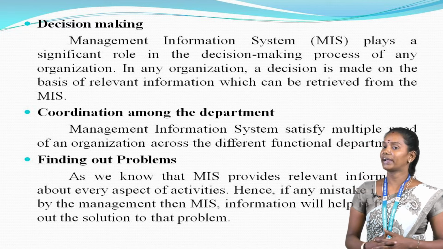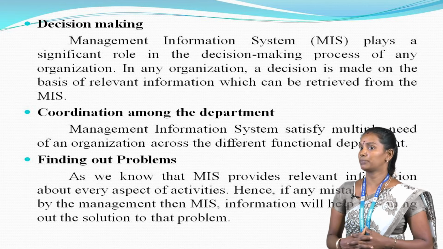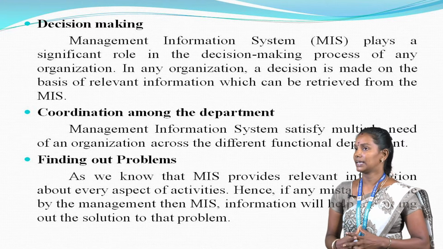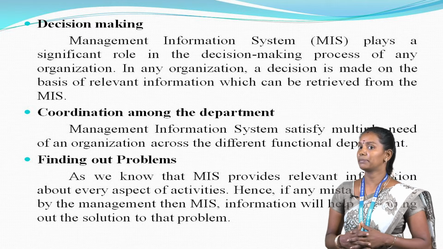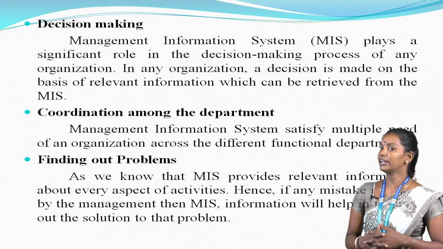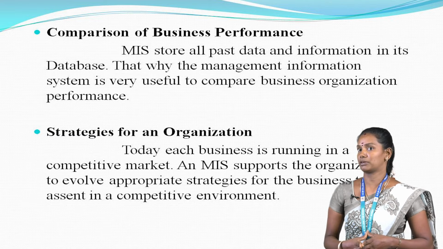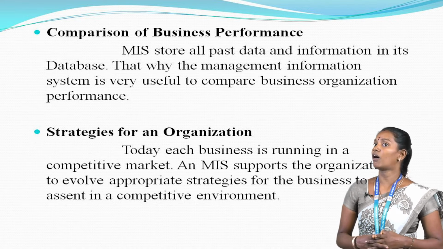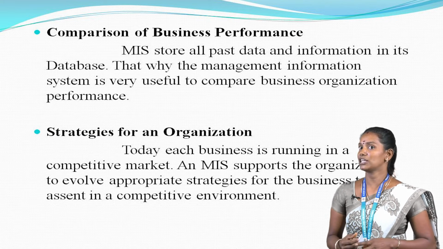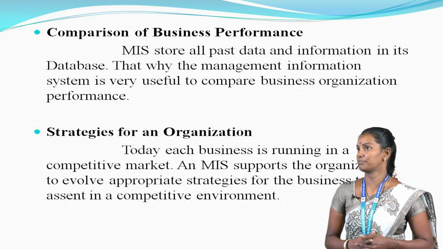The next one, finding out problems. As we know, management information system provides relevant information about every aspect of activities. Hence, if any mistake is made by the management, then MIS information will help in finding the solution of that problem. The next one, comparison of business performance. MIS stores all past data and information in its database. That's why the management information system is very useful to compare business organization performance.